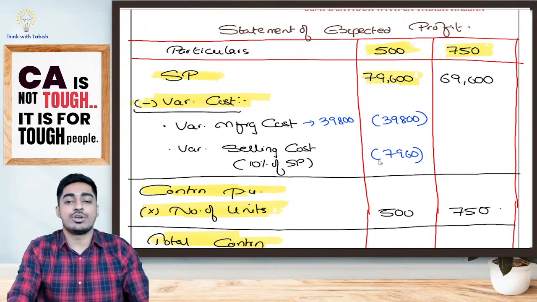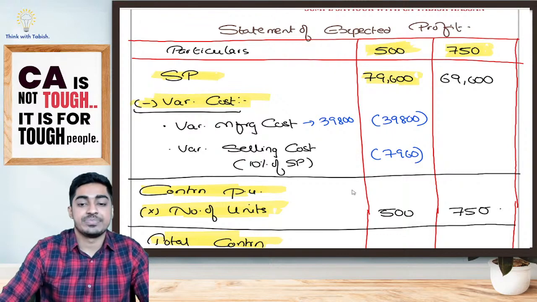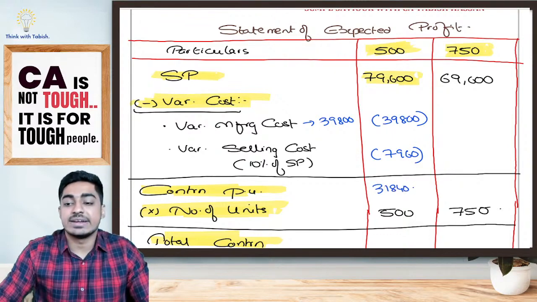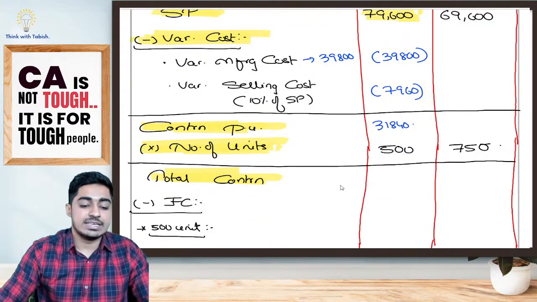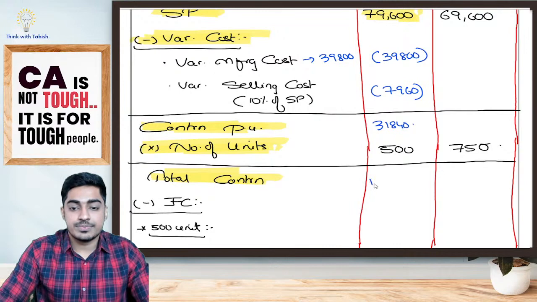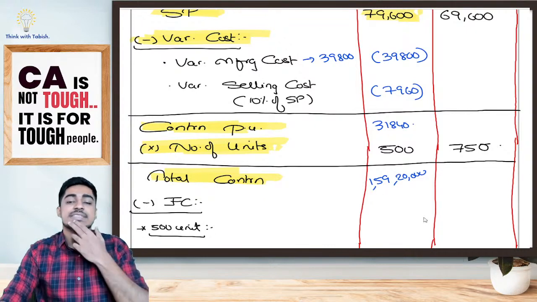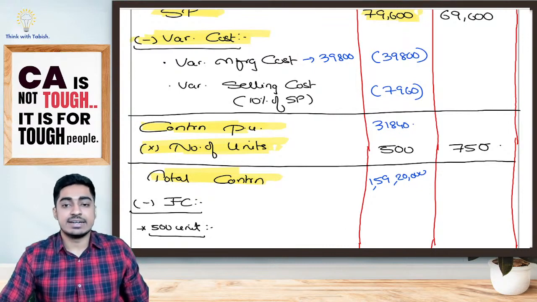So how much is the contribution per unit, students? 79,600 minus 39,800 minus 7,960 is 31,840 for one tablet. If you are selling 500 tablets, how much is it? It is 1 crore 59 lakh 20,000 rupees. That is the total contribution. Is it clear till here?